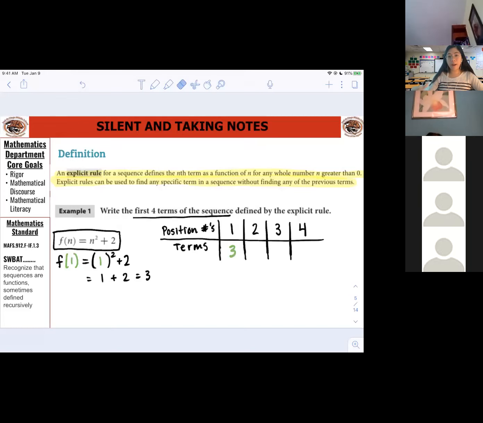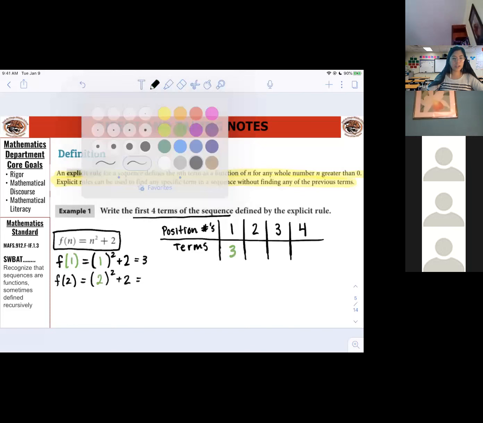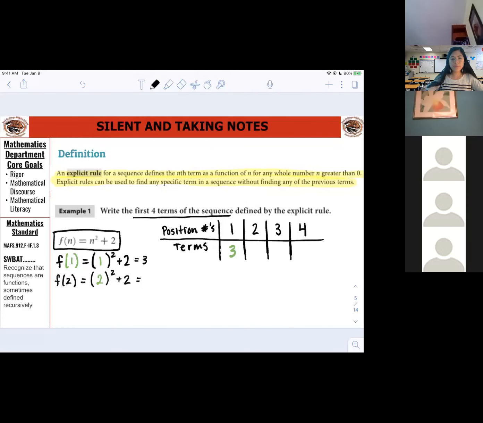I don't know the pattern to get to the next one. So instead of thinking about it like a pattern, I'm just going to use my rule again and plug in the next term. So instead of plugging in a 1, now I'm going to plug in a 2. I want to find f of 2. Very same thing. All I'm going to do is plug in my 2 and see what I get. So what's 2 squared? 4. And then 4 plus 2? 6, exactly. So that's my second term.